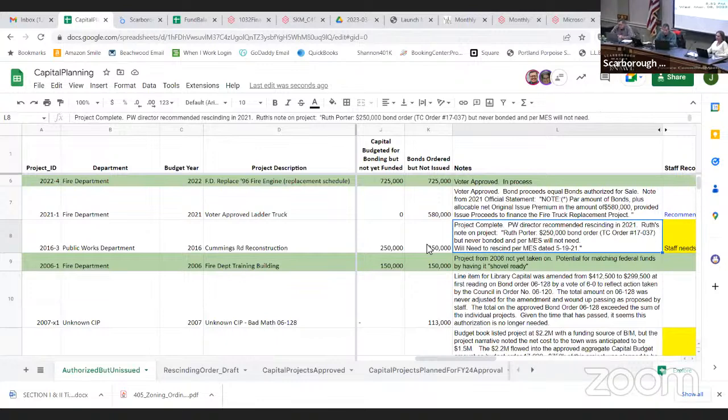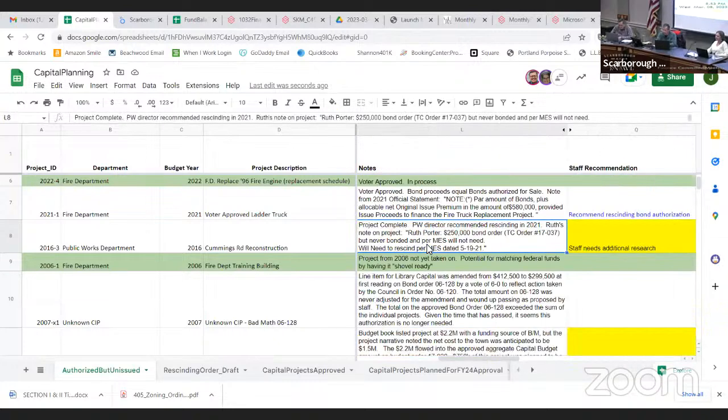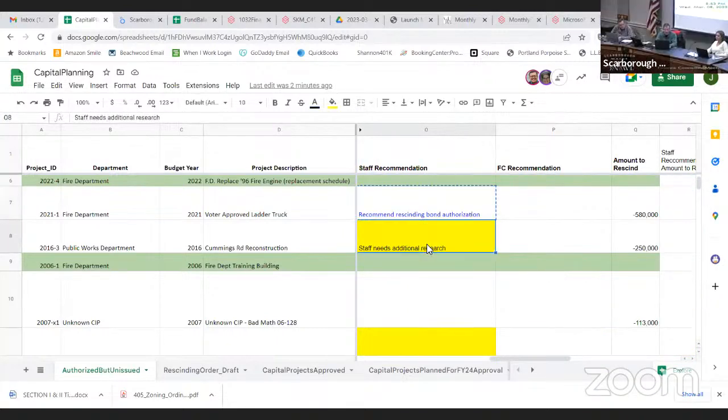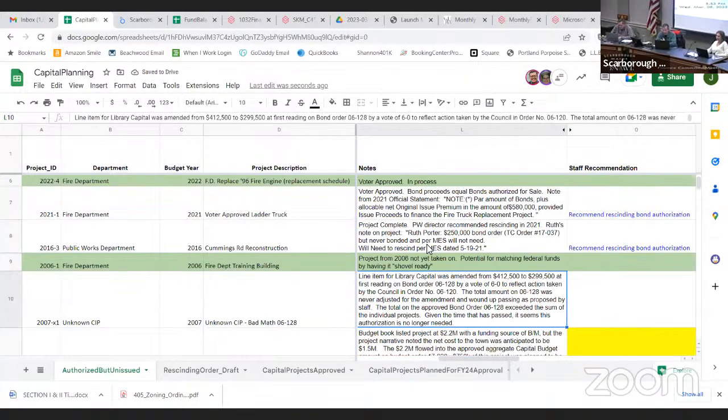So this particular project on Ruth's spreadsheet, Mike Shaw, the former Public Works Director, said that the project was done and they're not going to need the additional funding. I don't know if that information helps with the research that you're doing, or is there something different? I'm fine with that. Okay. Anybody? I don't know what else we would do with it. I think the project is done. It is.